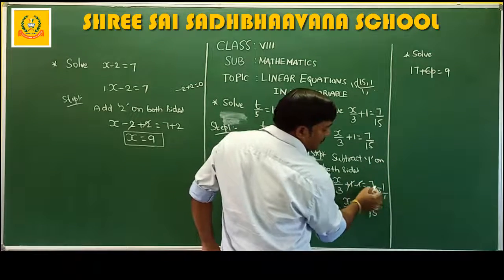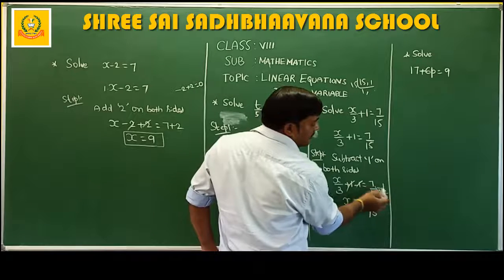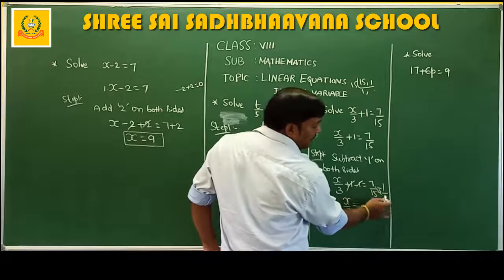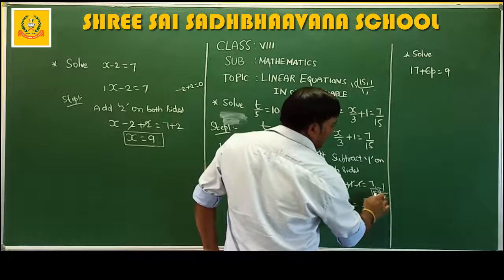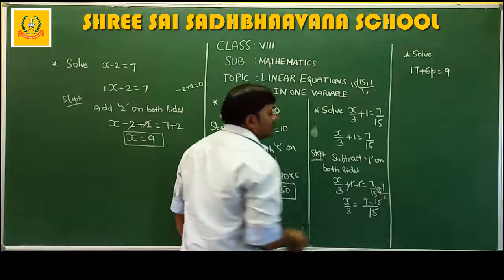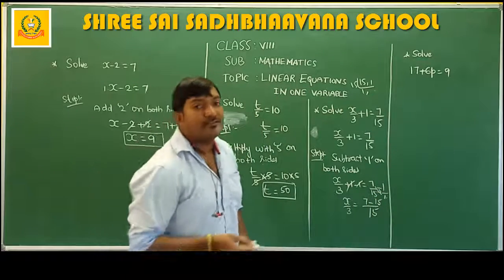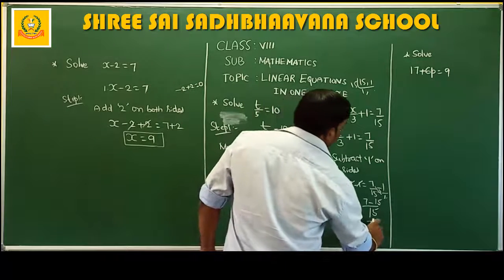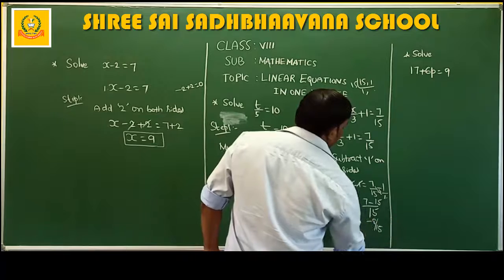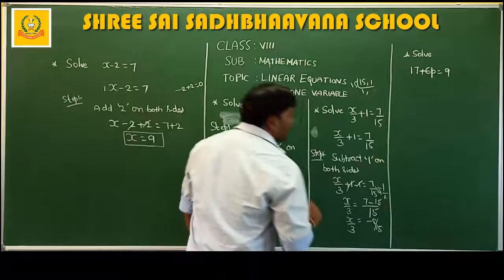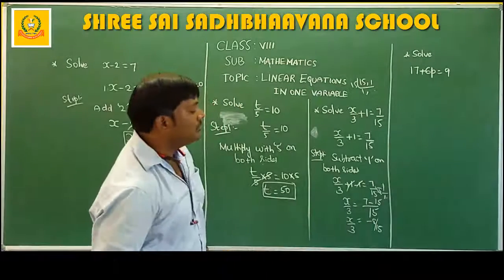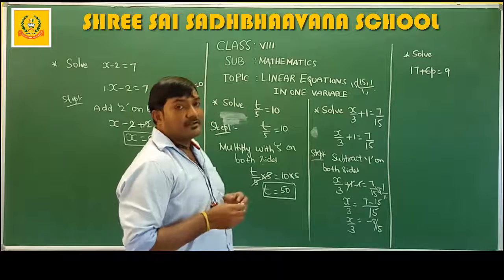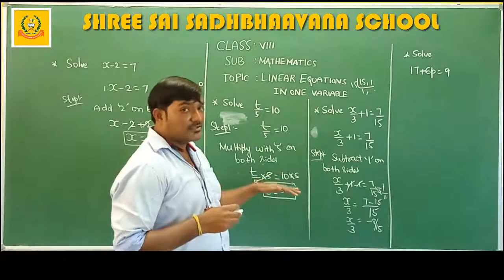Now, here, just cross multiply. 7 into 1. Always do it like this. First, you have to cross multiply these two terms. So 7 into 1 is 7, minus 15 into 1, 15. Correct? So what you got is 7 minus 15. What is 7 minus 15? Which is minus 8. So minus 8 by 15 is equal to x by 3. Is our answer finished?